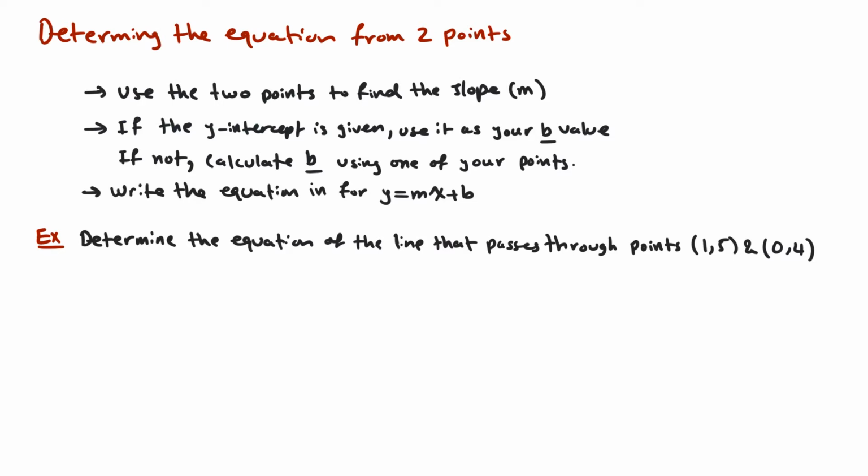Okay, as a review, we know that the equation of a line is in the form y is equal to mx plus b, where y is the y coordinate, x is the x coordinate of any point on the line, m is the slope or gradient here, and b is the y-intercept.